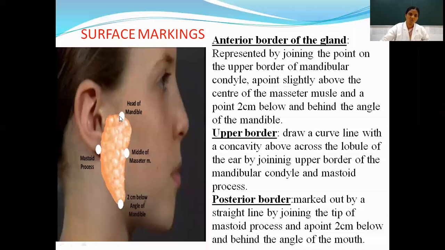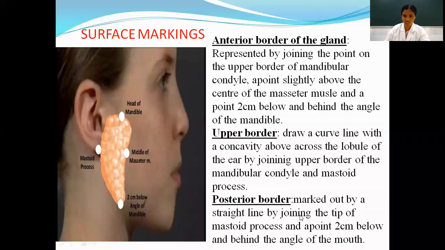So the first point, you have to again see the head of the mandible. The second point is the mastoid process. Already you have seen, this is the mastoid process, the tip of the mastoid process. So if you join the head of the mandible to the tip of the mastoid process by a curving line, this curving line should be concave upwards. That curved line represents the upper border of the parotid gland.